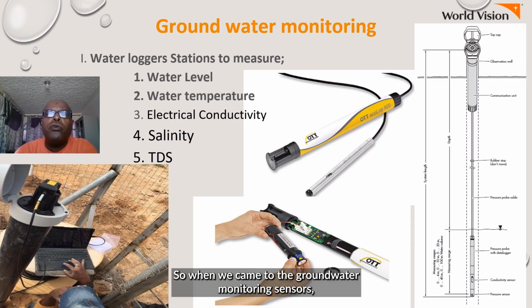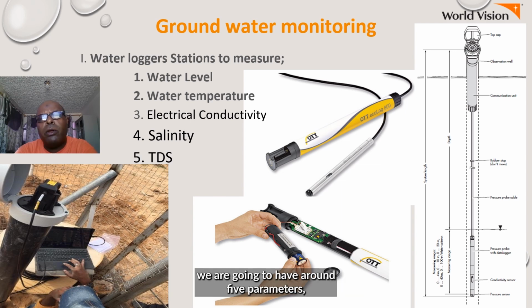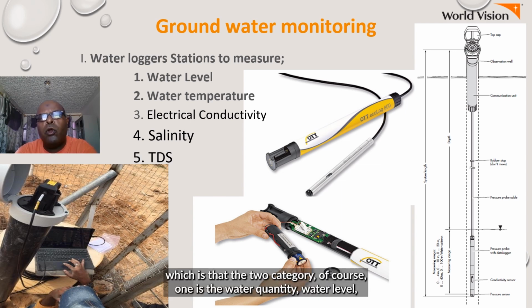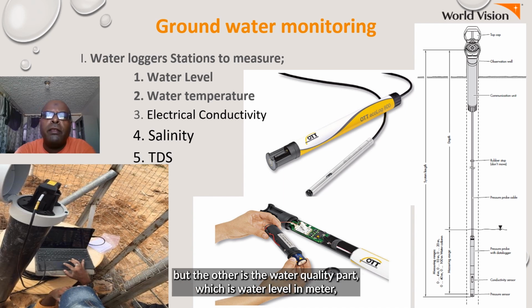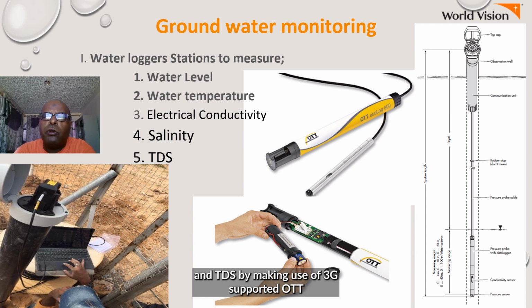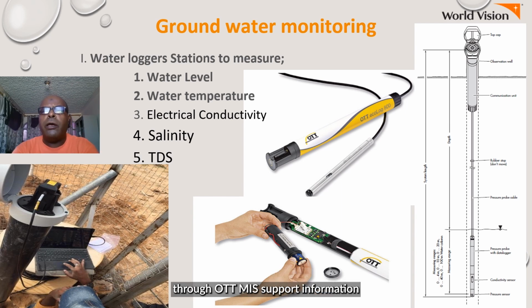When we come to the groundwater monitoring sensors, we have around 5 parameters in two categories. One is water quantity, the water level part. The other is the water quality part, which includes water level in meters, water temperature, electric conductivity, salinity, and TDS, by making use of the 3G supported OTT cable. Those wells are shallow wells as well as deep wells. We have a number of wells sending this data through OTT MIS supported information.